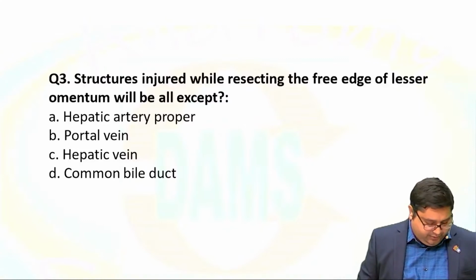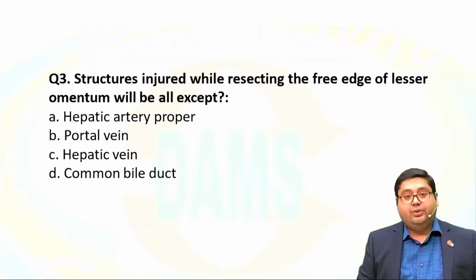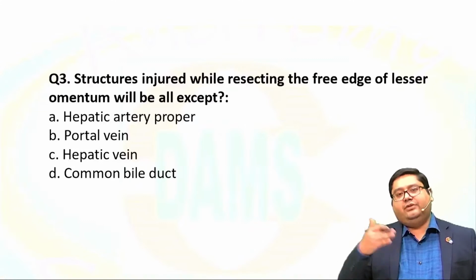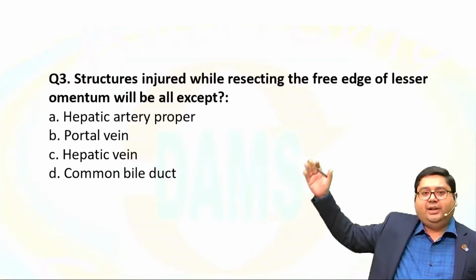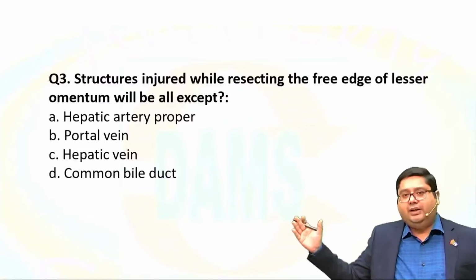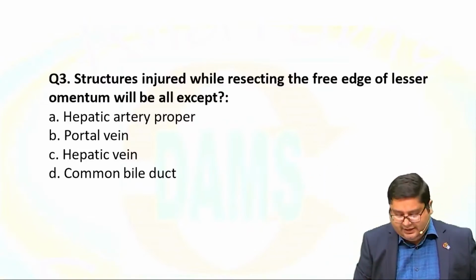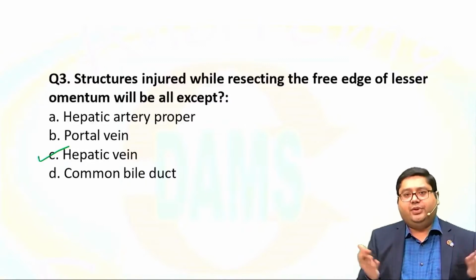So we all know that the free edge of the lesser omentum has the portal triad structures, where we have the hepatic artery, the portal vein and the bile duct, but we do not have the hepatic vein. That will not be injured because it is not contained.